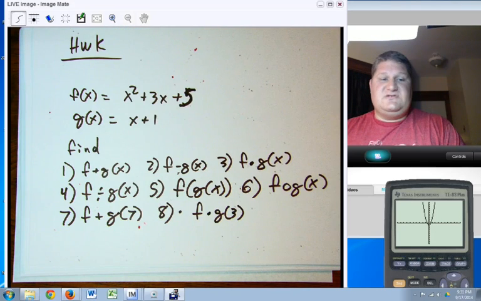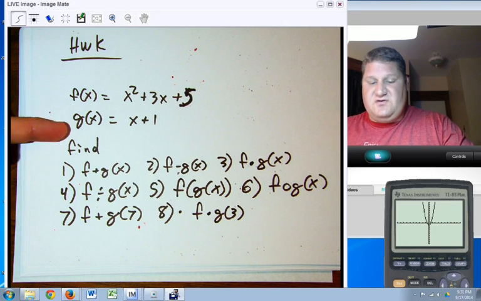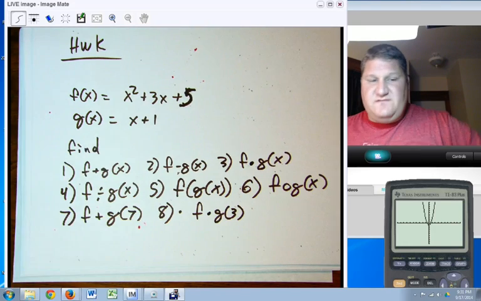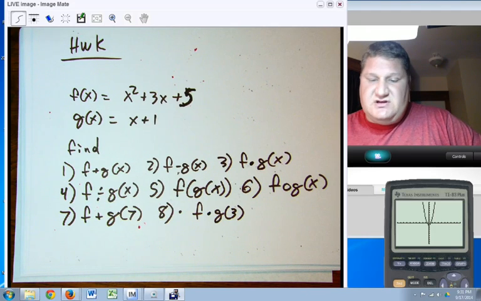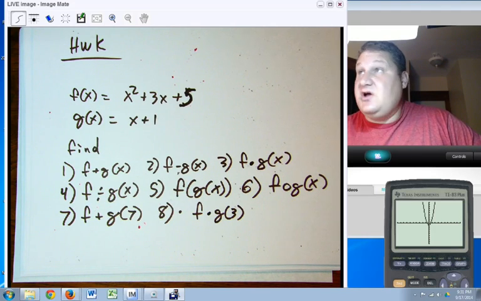Okay, ladies and gentlemen, there are your 8 homework problems. Use that f, use that g, find all of these, simplify completely, indicating any problems with the domain. Make sure those are ready to go when you come to class.